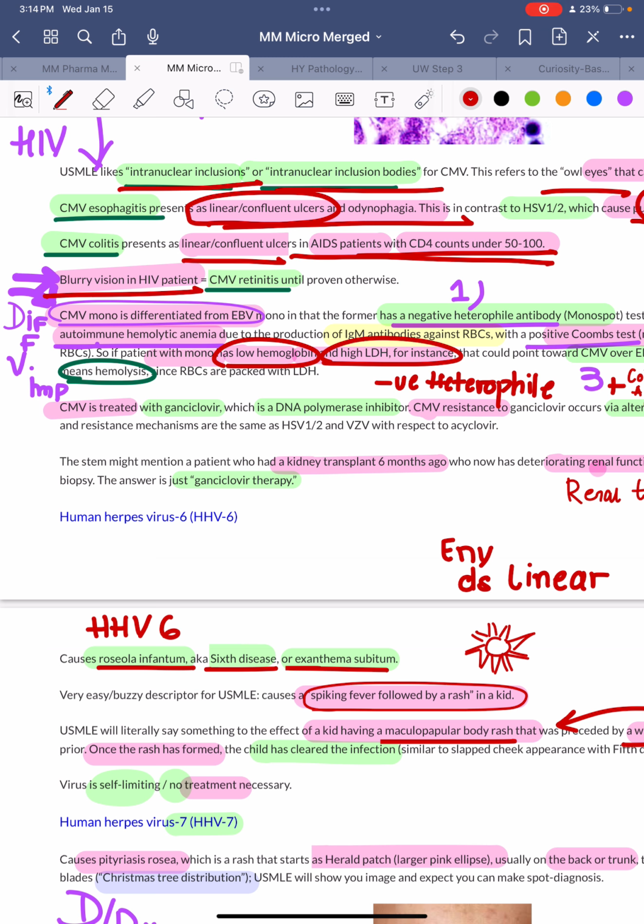Difficulty swallowing can be CMV esophagitis if he has linear ulcers. If he has GI symptoms and bloody stool, with linear confluent ulcers in the GIT on colonoscopy, then it can be CMV colitis. Whereas of course if he is immunocompromised with vision problems, it can be CMV retinitis.